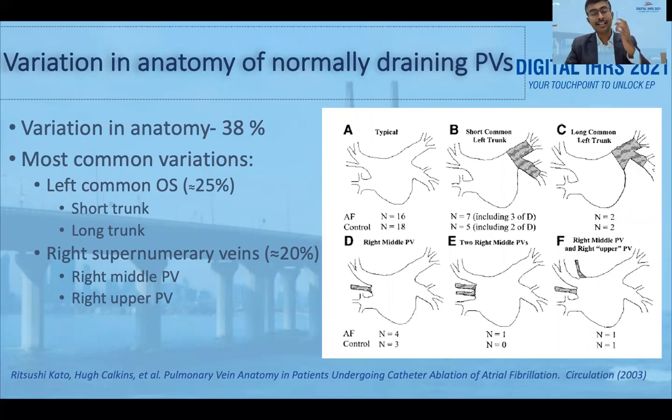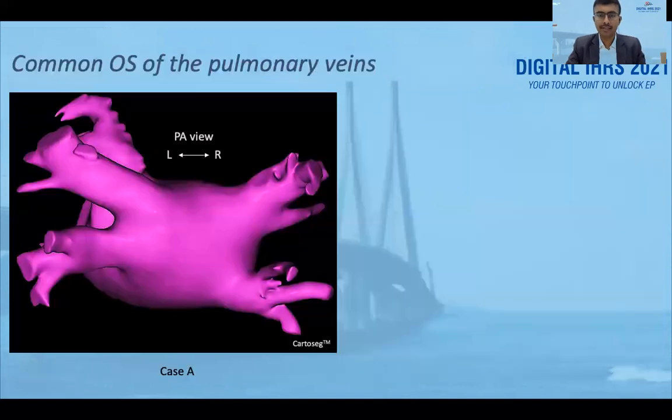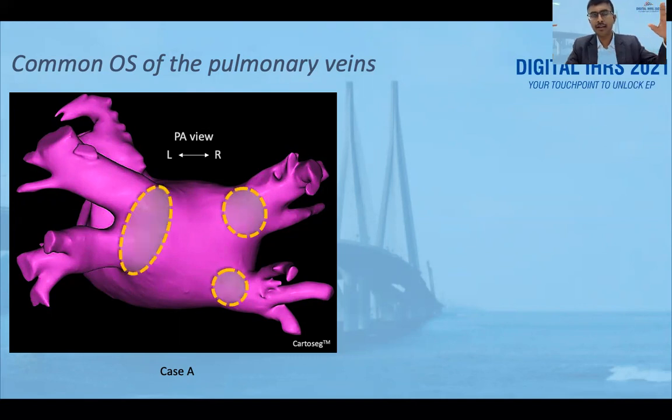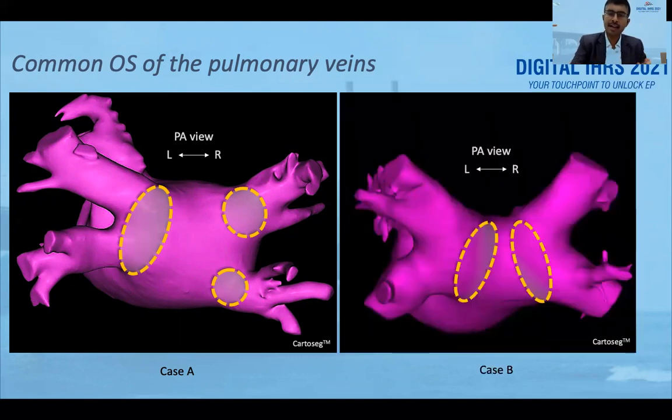The variation in anatomy of the pulmonary veins is usually 38%, around 40%. The most common variation is the left common arch, and then the right supernumerary pulmonary veins. Let me show you a few examples. In this particular case, the right upper and the middle have distinct ostia, but the left upper and middle have a common arch. And in this particular patient, both the right and the left-sided veins have a common arch.